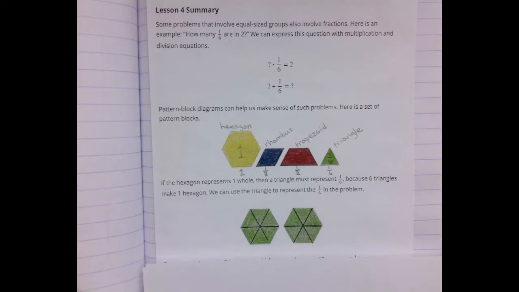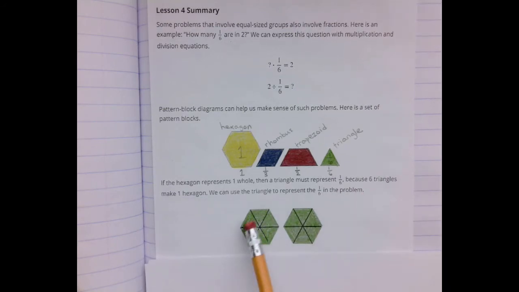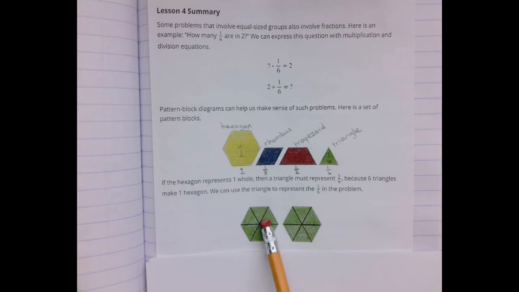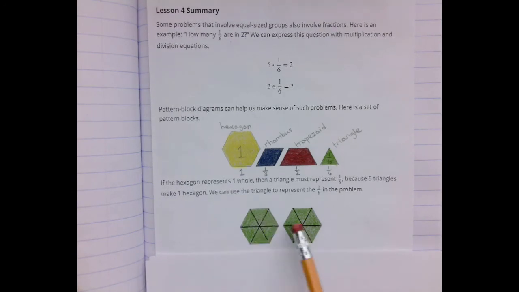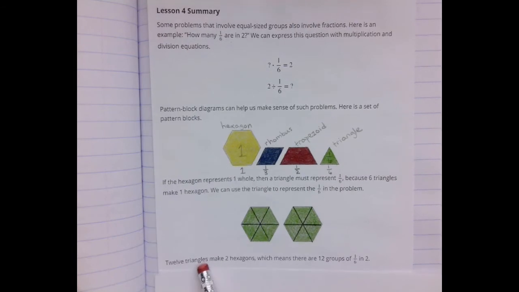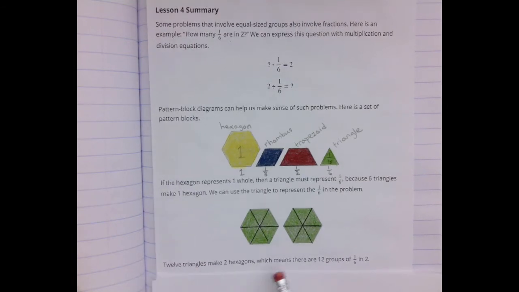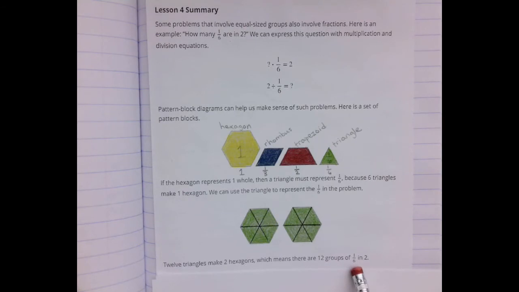So we could show how many 1/6 there are in 2 by making 1 full hexagon here and 1 full hexagon here, and then we can see that it takes 12 triangles to make 2 hexagons, which means there are 12 groups of 1/6 in 2.